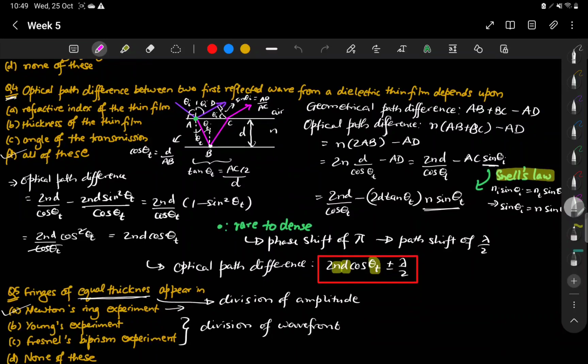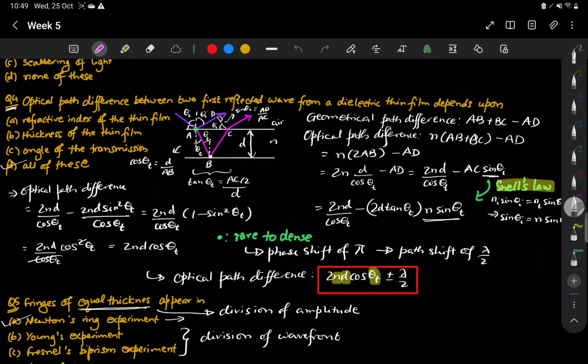And here we have found that expression, and the path difference comes out to be 2nd cos theta t plus minus lambda by 2. This lambda by 2 is because one reflection occurs from a rarer to a denser medium, which causes a phase shift of pi, and a phase shift of pi corresponds to a path shift of lambda by 2.